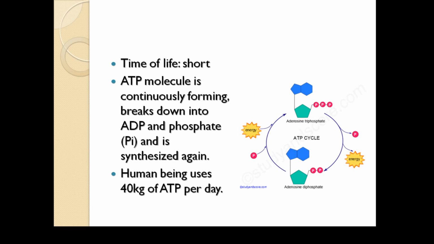Es decir, the half-life is short. The ATP molecule is continuously forming and breaking down into ADP and inorganic phosphate, and it is synthesized again. So if you see here, we have ATP. The ATP liberates phosphorus energy and forms the ADP, or adenosine diphosphate. Then it grabs another phosphorus and energy and gets back to adenosine triphosphate. So that is how it is going to work.